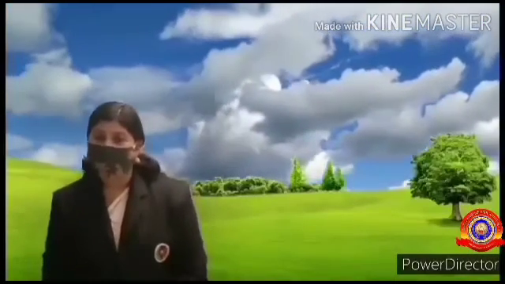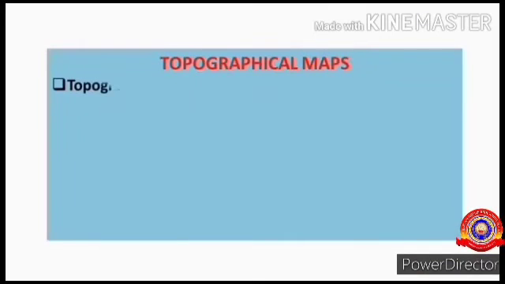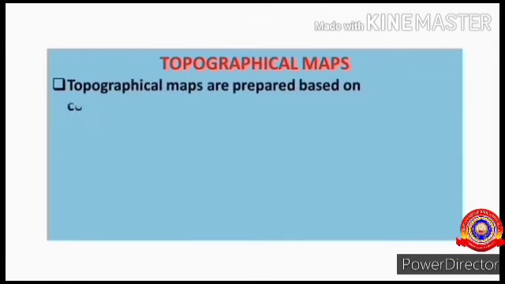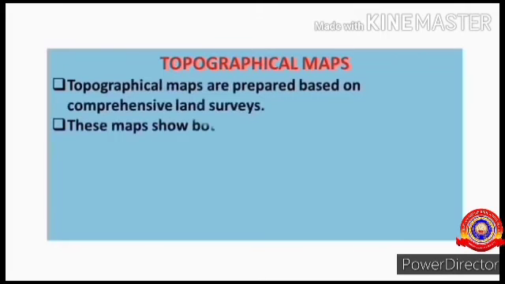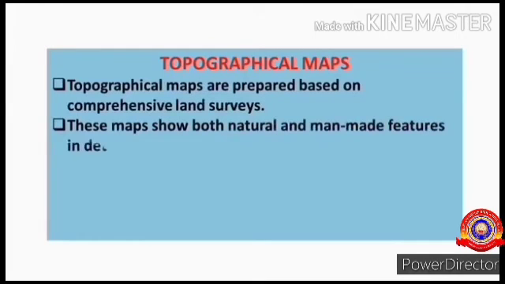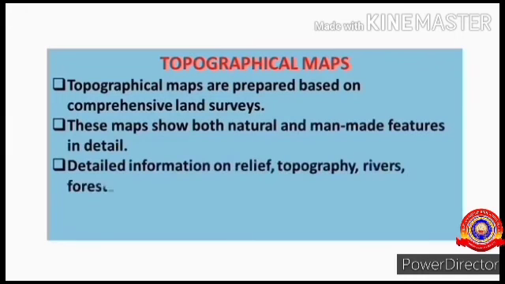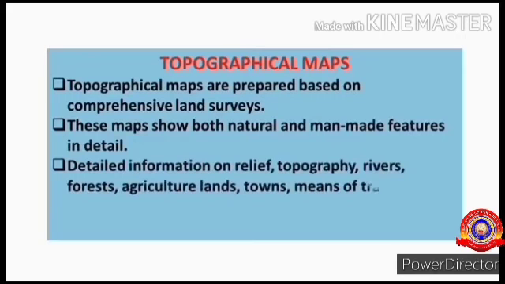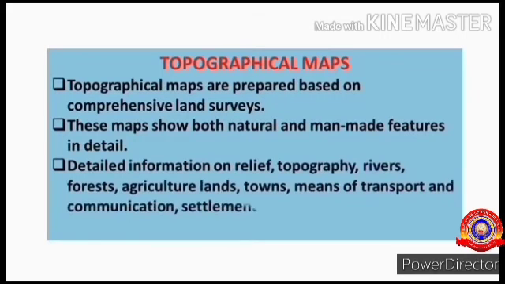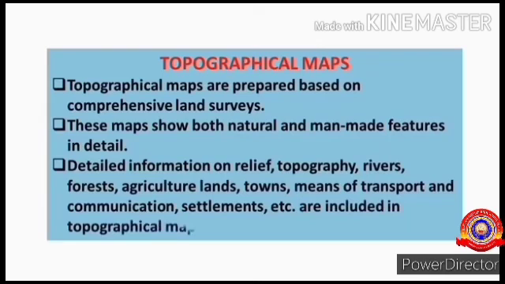Students, now let's learn about topographical maps. Topographical maps are prepared based on comprehensive land surveys. These maps show both natural and man-made features in detail. Detailed information on relief, topography, rivers, forests, agricultural lands, towns, means of transport and communication, settlements, etc. are included in topographical maps.